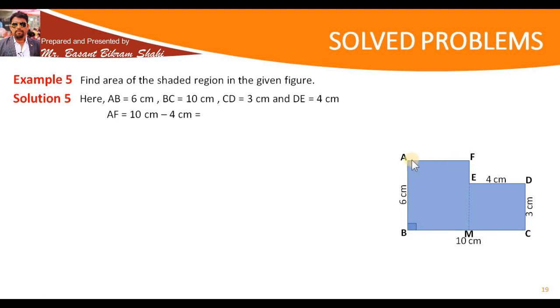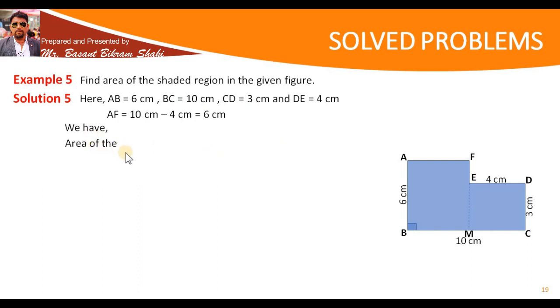Here AF is BC minus DE. Actually, AF plus ED together makes the length equal to BC. So if we subtract 4 centimeter from 10 centimeter, we are left with 6 centimeter here, and BM equal to AF, so AF will be 6 centimeter. 10 centimeter minus 4 centimeter equal to 6 centimeter.